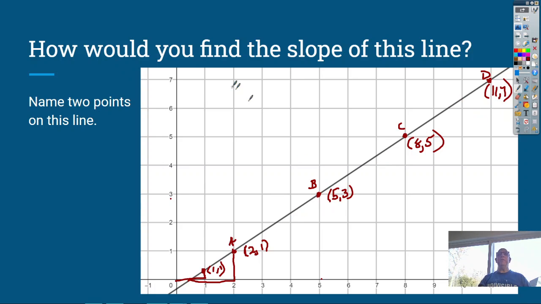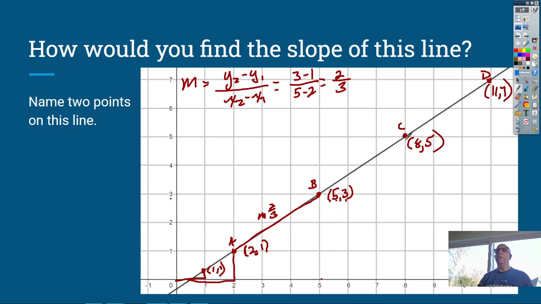Now I can pick any of these 2 points and put it into my slope formula, find the difference between the two y values, and make it in a ratio over the difference between the two x values, and it should be the same. So I'm just going to start with A and B, and I'm going to say 3 minus 1 and 5 minus 2. 3 minus 1 is 2. 5 minus 2 is 3. So this has a slope of 2/3.